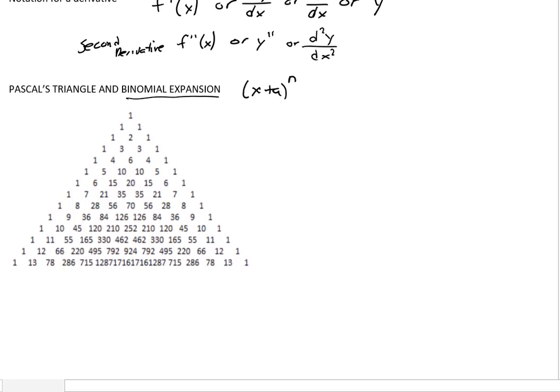You start with a 1, and then 1, 1, and then 1, and then you do 1 plus 1 is 2, and then you end with a 1. And then you start the next row with a 1. 1 plus 2 is 3. 2 plus 1 is 3, and you end the row with a 1, and so on and so forth. And you can recreate the whole thing by doing that. You can see down here it gets all bunched together, and we won't go quite that far down.